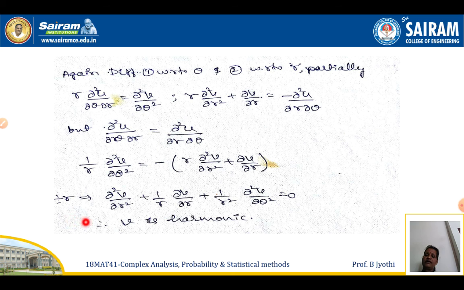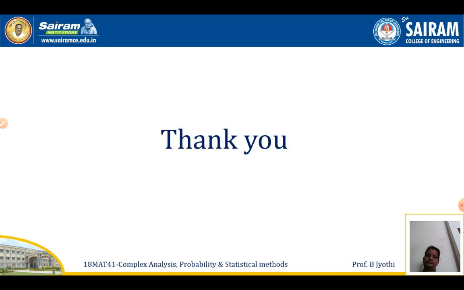Once again, let's divide this by r. We get ∂²v/∂r² plus 1/r ∂v/∂r plus 1/r² ∂²v/∂θ² is equal to 0. Therefore, v is harmonic. Now we have proved that both u is harmonic and v is harmonic in the polar as well as Cartesian form. Thank you.